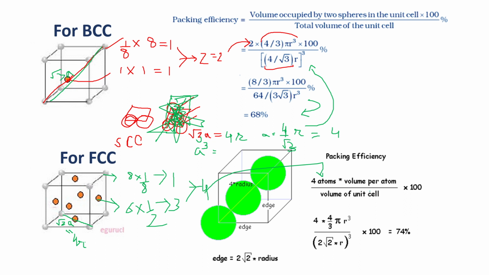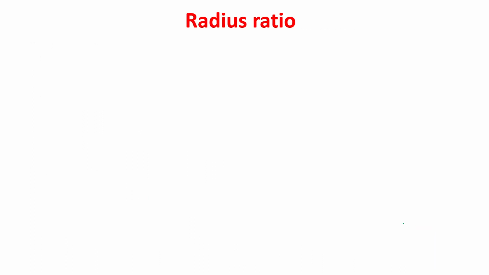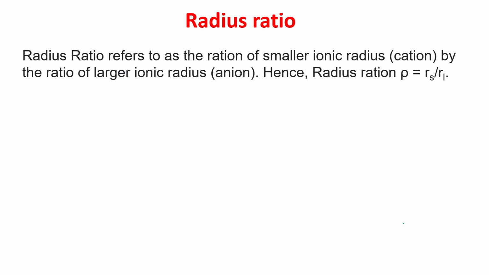Okay, 4 atoms into volume per atom is equal to 4 by 3 pi r cube. Volume of the unit cell, as I told you, under root 2a is equal to 4r. So a is equal to 4 by under root 2 r. Take the cube of that, and the packing efficiency comes out to be 74%.